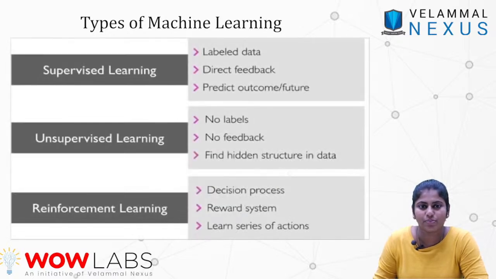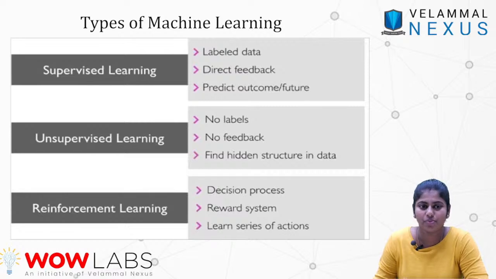First is supervised learning. In supervised learning, we have labeled data and we have direct feedback, that is, direct prediction, and we predict the outcome and future. So it is used in predicting the future, for example, stock price prediction.